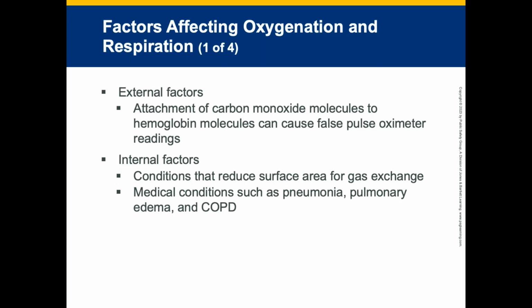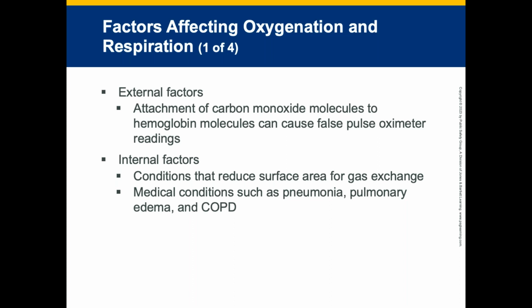All right, so let's talk about factors affecting oxygenation and respiration again. So as you can see, a lot of this is really based on oxygenating and ventilating. So some of the external factors, obviously with attachment of carbon dioxide molecules to the hemoglobin molecules, can also provide a false oximeter reading, which we talked about before.